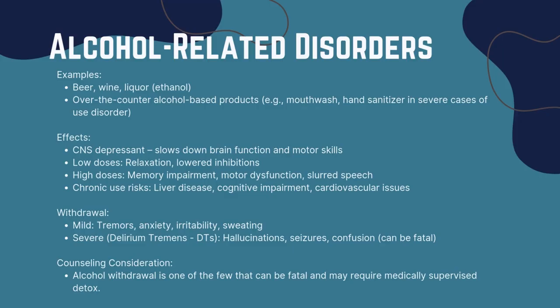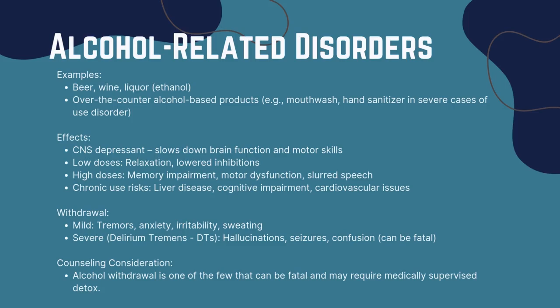Found in beer, wine, liquor, and even over-the-counter products like mouthwash and hand sanitizer, alcohol is classified as a central nervous system depressant, meaning that it slows down brain function and motor skills. The effects of alcohol vary depending on dose and individual tolerance. At low doses, it can produce relaxation, lowered inhibitions, and mild euphoria. However, at higher doses, alcohol impairs coordination, distorts judgment, and affects memory, leading to slurred speech, motor dysfunction, and blackouts.